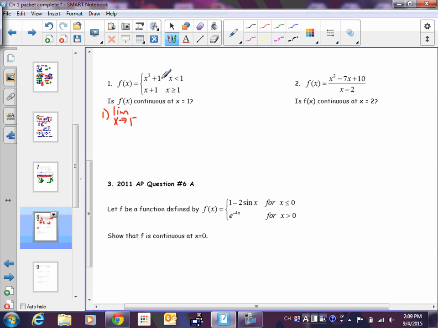Which piece is the left-sided limit going to be? The cubic or the linear? Why? Yeah, because of that less than. So then we're going to show that we're plugging it into the cubic. We're going to show that we're actually plugging in the 1, and we're going to write 2. The left-sided limit is 2. Now we're going to find the right-sided limit, which is the other piece.